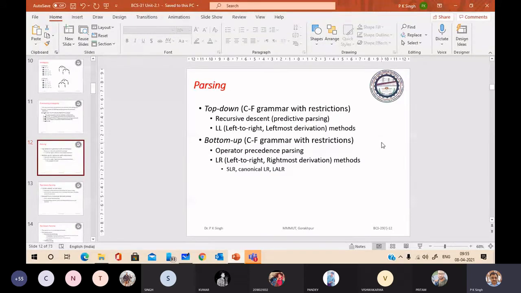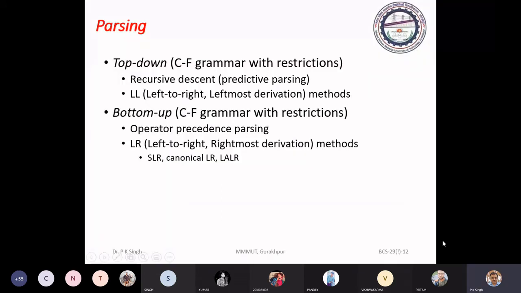Okay. Top-down parsing means we start from the start symbol of the grammar and try to generate the string to be parsed. What we have done in the last case, we started from start symbol E and generated the string W, that is ID plus ID into ID.